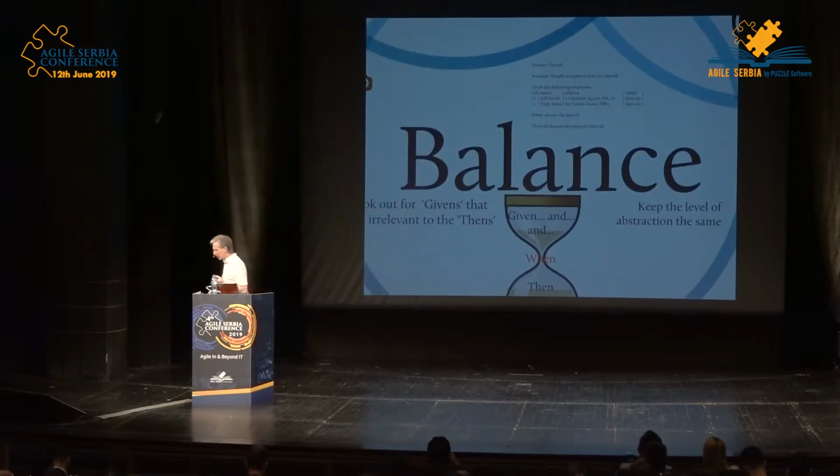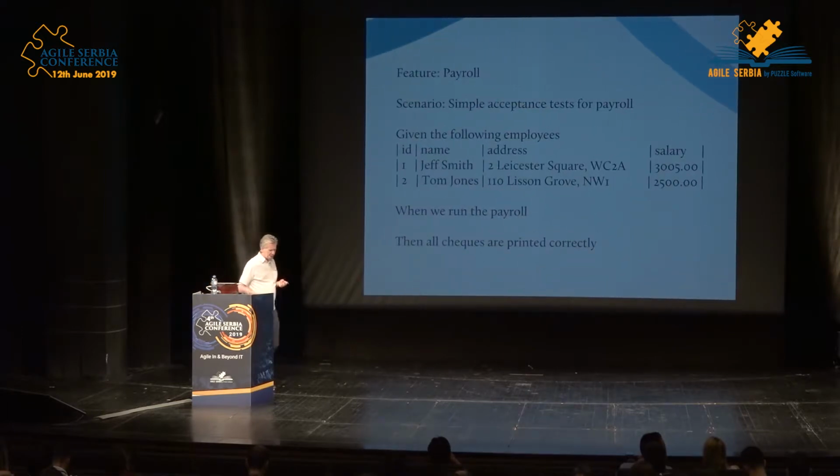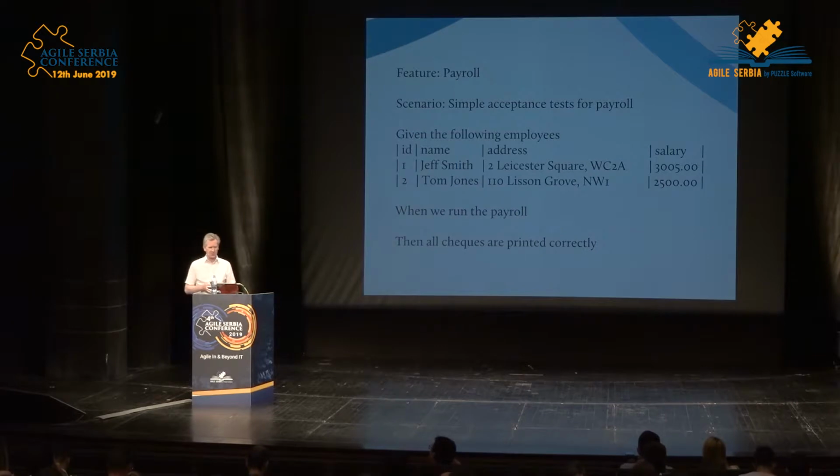So the first quality I want to look at is the idea of balance. So here's one example. And as I say, all of these are real things. They're not made up. But we start easy because you should be able to see pretty quickly what's wrong with an example like this. It's called payroll, and the scenario is simple acceptance test for payroll. That's a really bad scenario name for the first thing. So bad, scores 0 points from me for the scenario description.